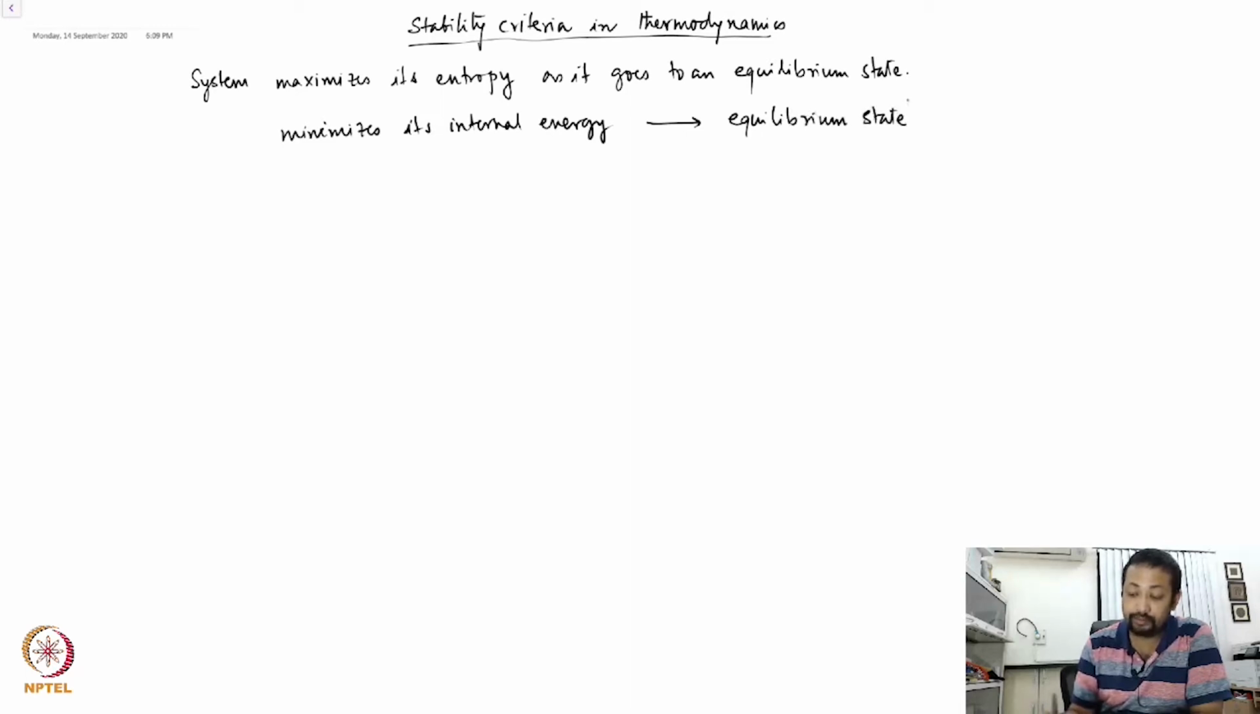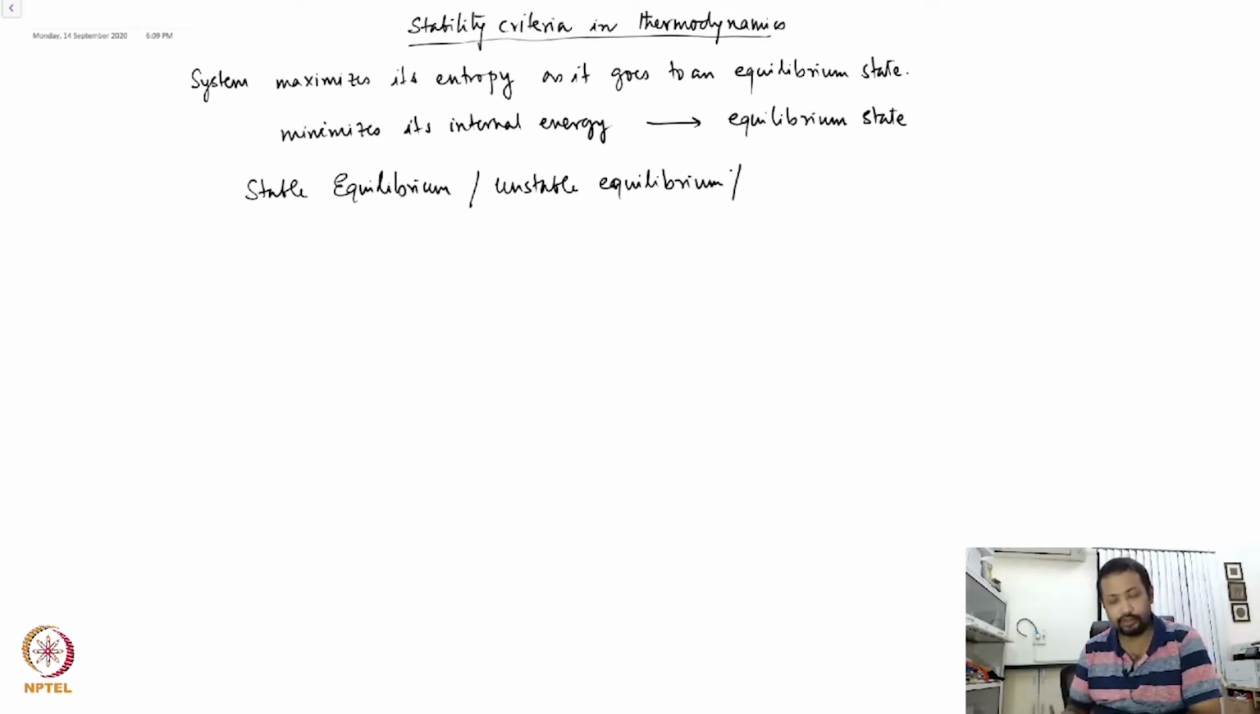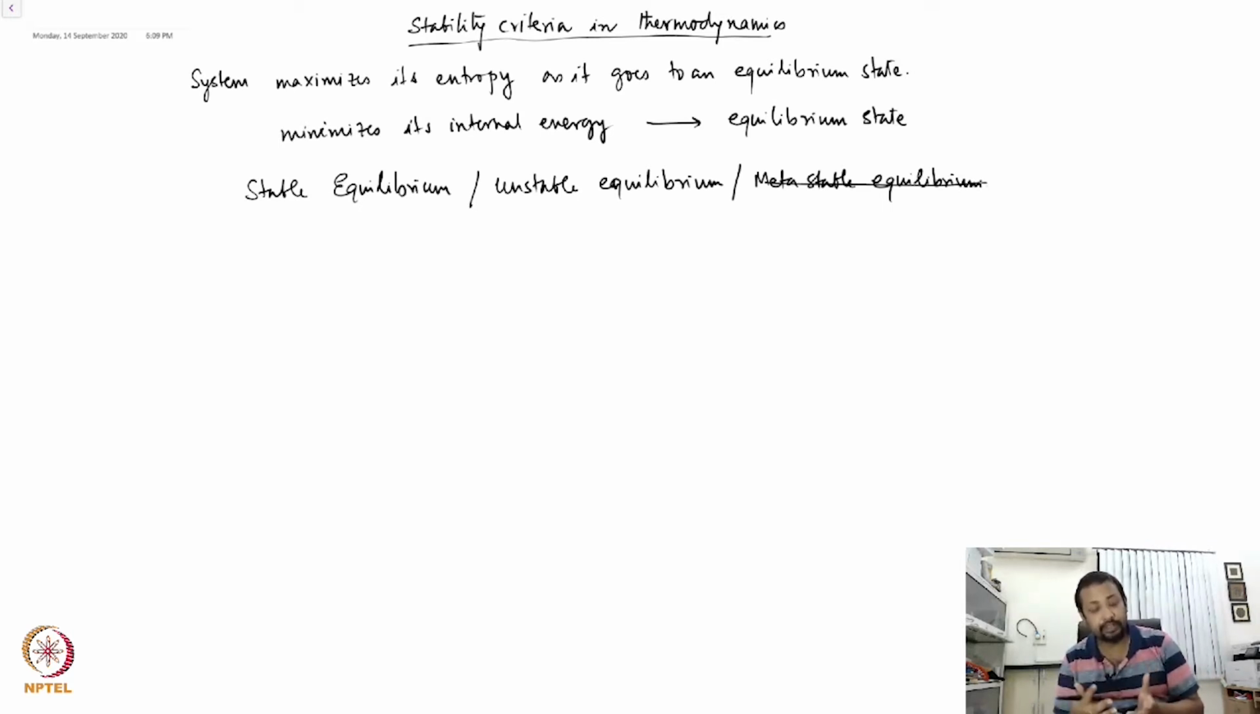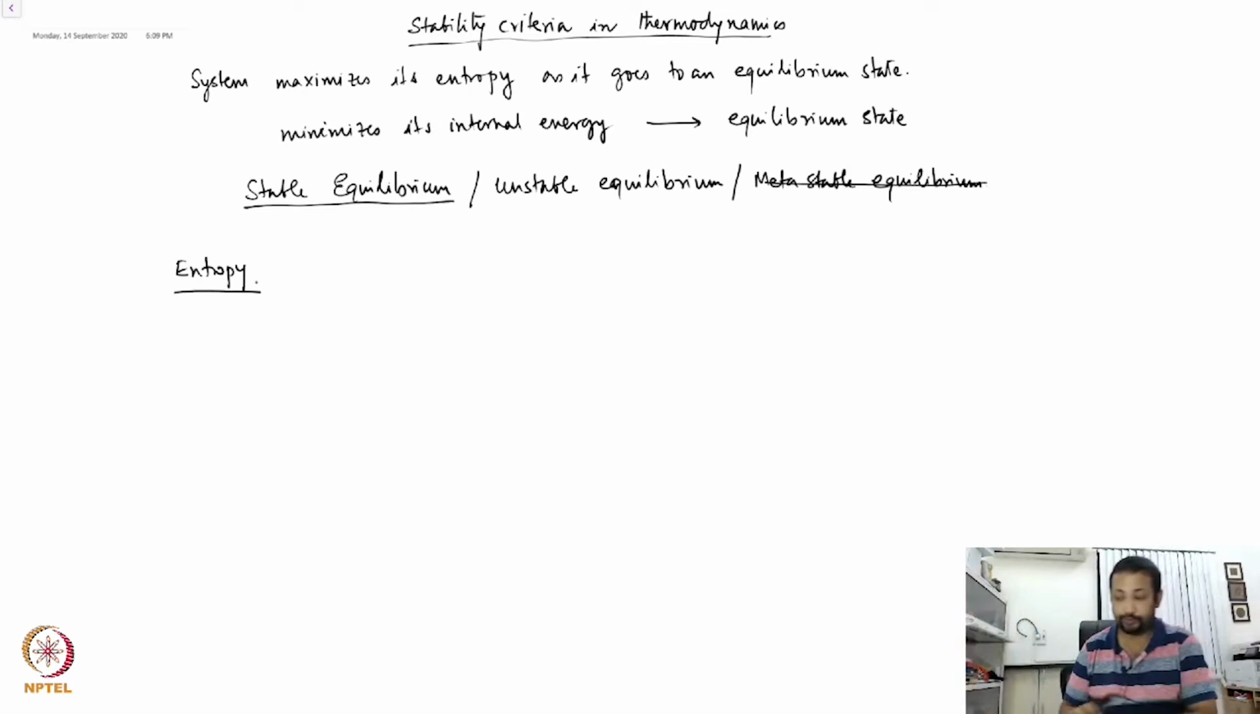Now in mechanics we have learned about different kinds of equilibrium: a stable equilibrium and an unstable equilibrium. There is yet one more kind of equilibrium which we are not going to talk about in this lecture or in this course, but which is very relevant particularly for people who study glass systems. That is what is called the metastable equilibrium. But we are not going to talk about this. Our idea now is the following: given a system in its stable equilibrium state, what does this stability criteria mean? So we will look at entropy first.